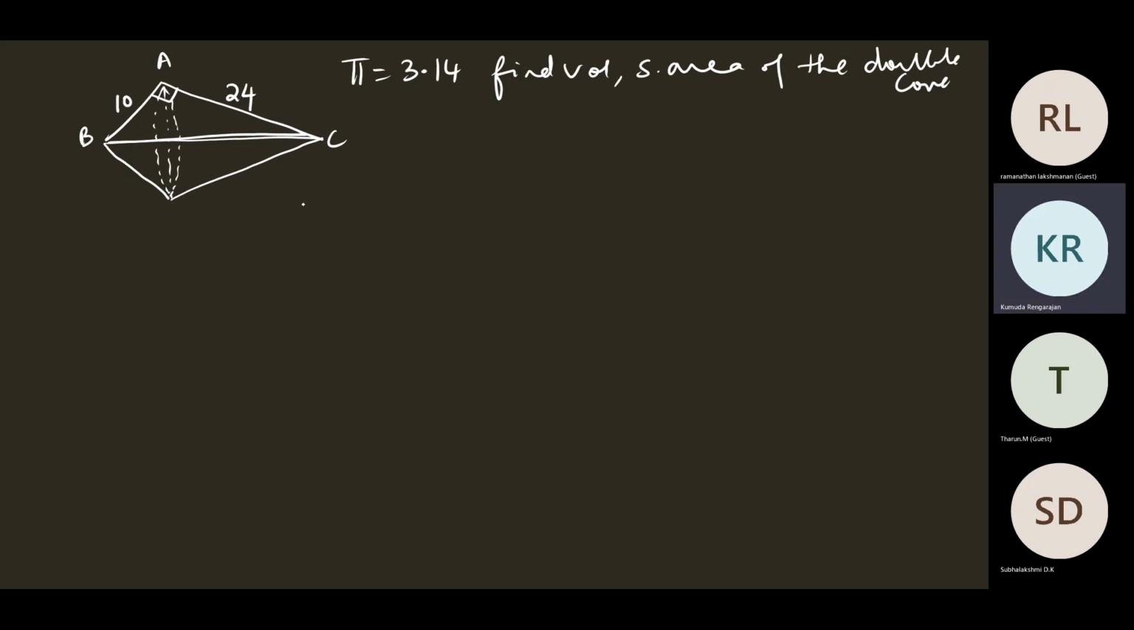So you can find the hypotenuse. BC is 26. You can mark this point O. BC is equal to 26 using Pythagoras theorem.